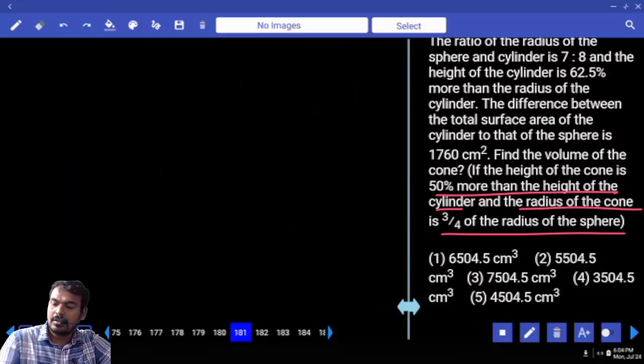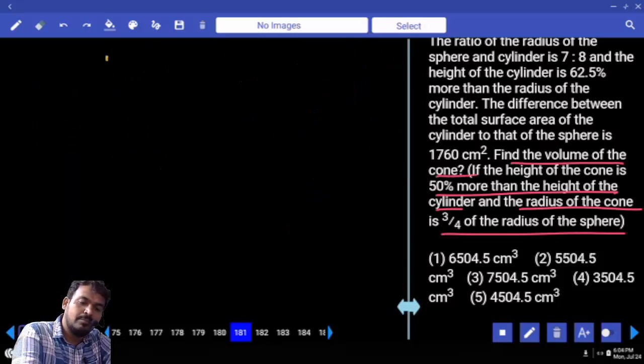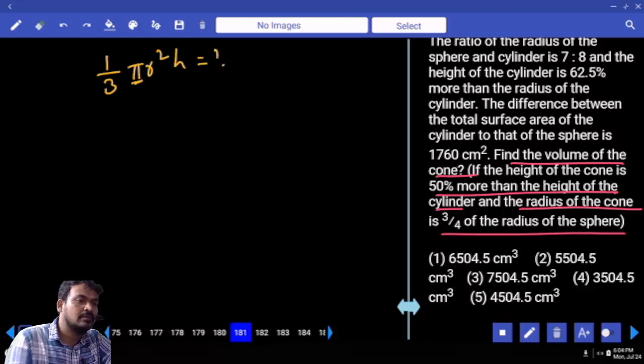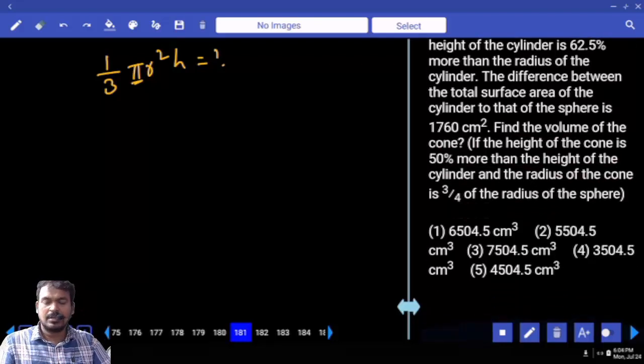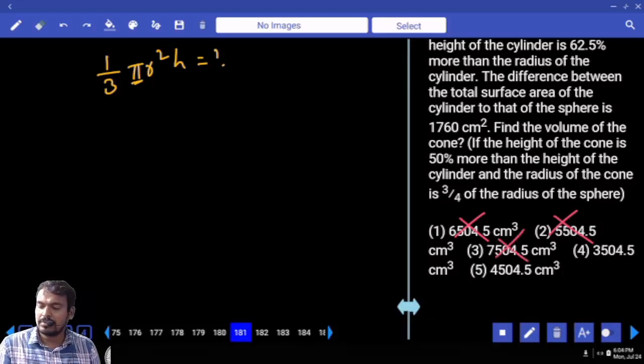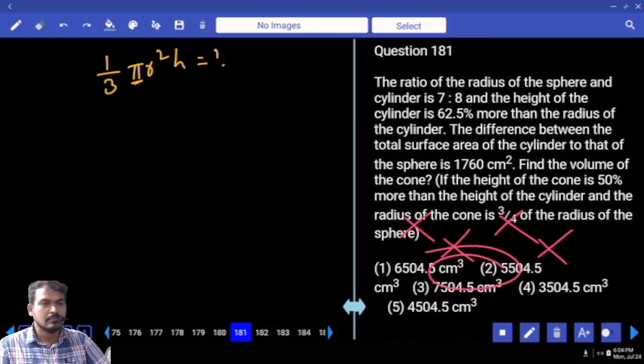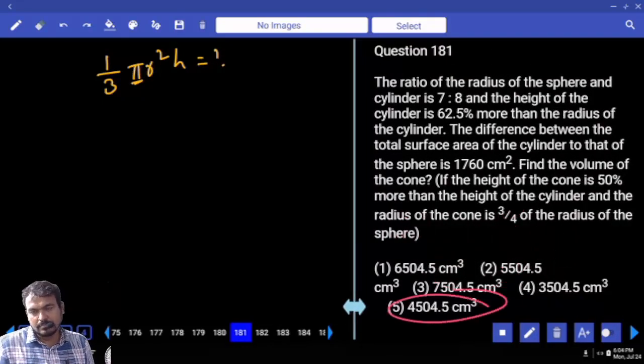What is the question here? Volume of a cone. What is the formula? 1/3 pi r square h. Pi means 11 multiple. First option is 11 multiple? No. Second option? No. Third option? No. Fourth option? Fifth option? Yes. Here we required volume or not? Just verify the 11 multiple first of all.